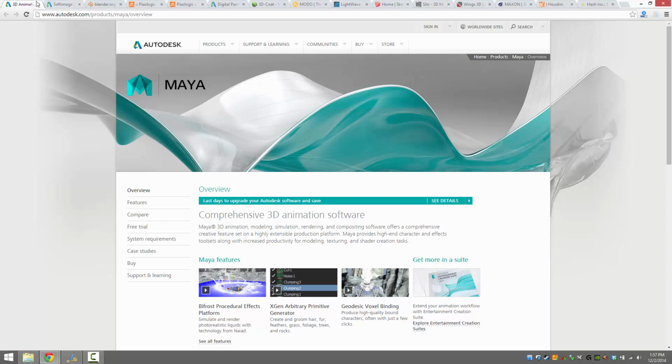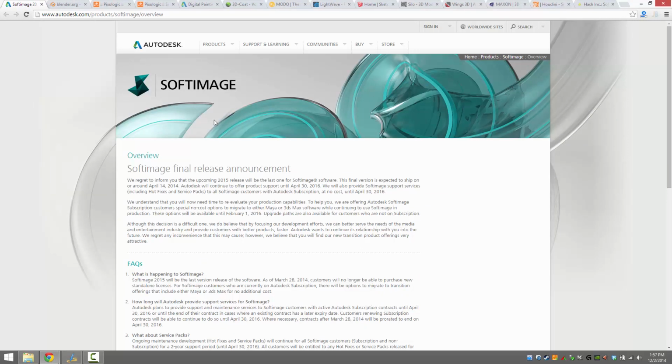Now, the next one in the list that they offer is a program called Softimage. Softimage was a weird program when it started. It's a weird program today. I kind of liked it. I never really got into it. I only ever messed around with it a bit. I'm sad to see it go.